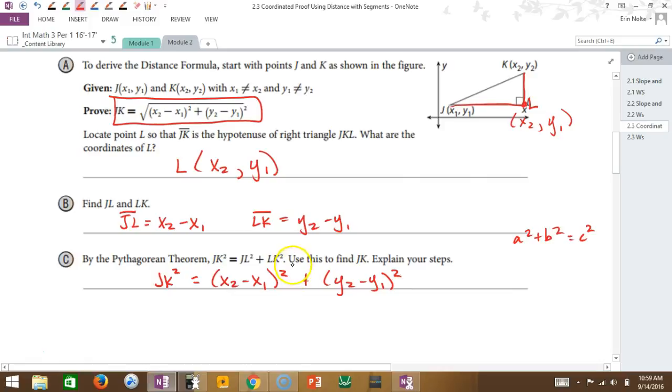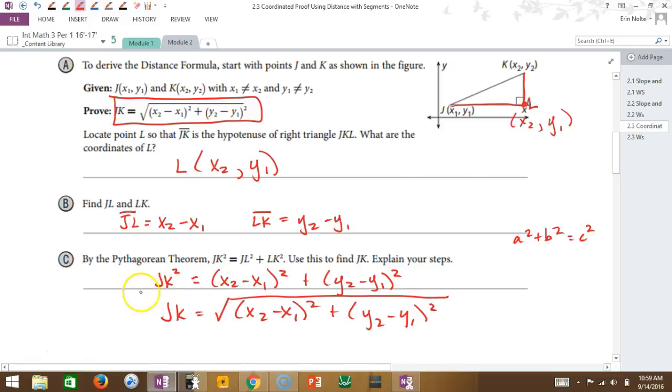Okay, so if I'm going to use this equation now and just simply solve for the JK, I'm almost isolated, I just have to get rid of the square. So how would you get rid of a square? Okay, yeah, you square root. So it's just going to be the square root of x2 minus x1 squared plus y2 minus y1 squared. Okay, so boom, there is the proof behind the distance formula. Okay, so that's pretty cool.